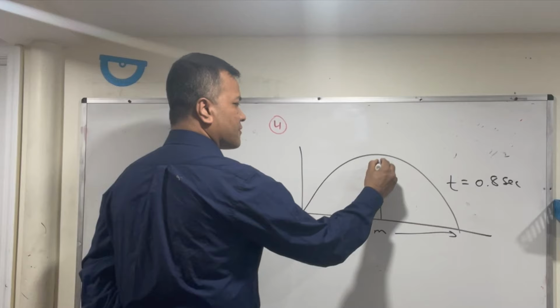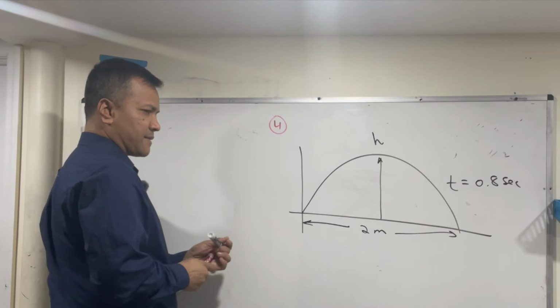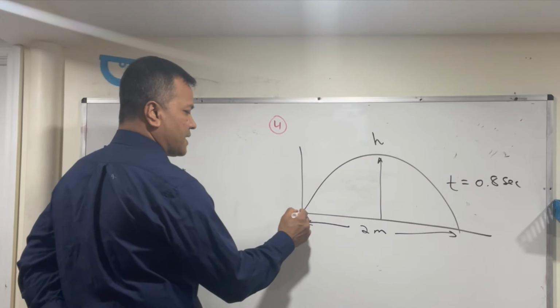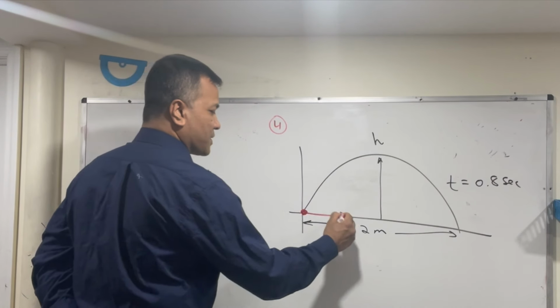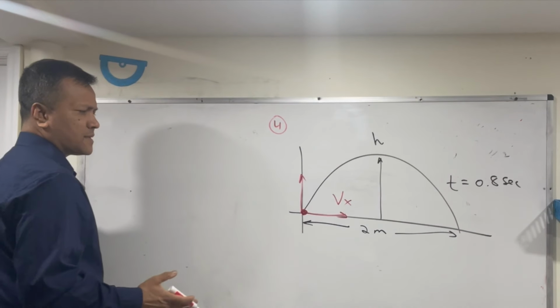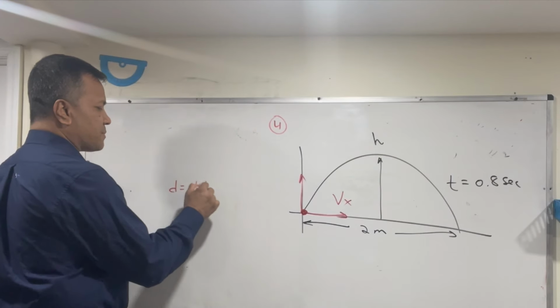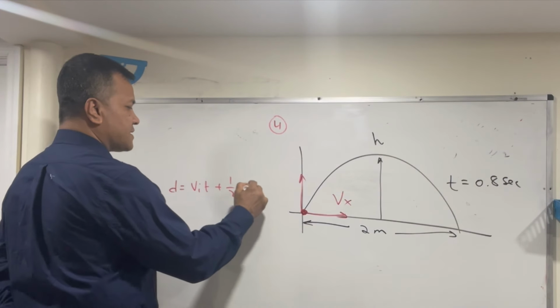And height doesn't matter, right? Height doesn't matter. In this case, what do you need to find? Velocity. Velocity has how many components? Two components. Whose component do you want to find? Vx. You don't need the height. So d is equal to v_i t plus half a t squared, right?